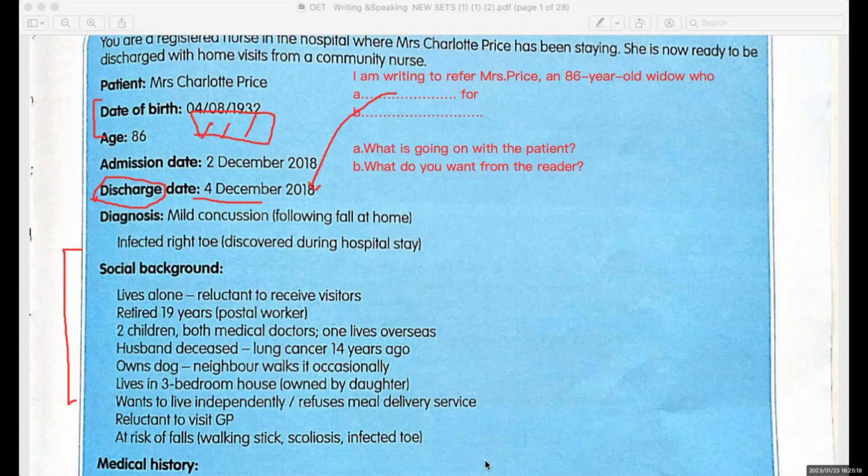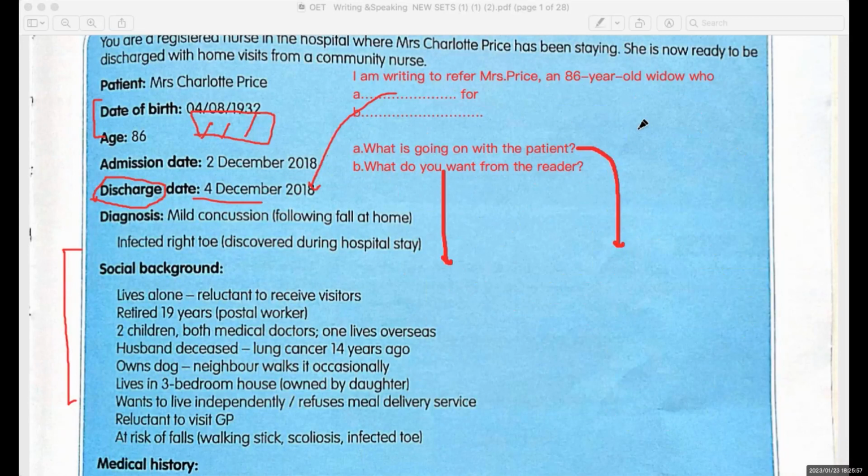We're going to include what is going on with the patient and what you want from the reader. So the second paragraph has two directions. This is one, and this is another. Let me simplify it further. The analogy that I gave you a while ago, example one, that particular house had many ways to reach, but our second paragraph has only two ways to reach. Way number one is what is going on with the patient. Way number two is what you want from the reader.